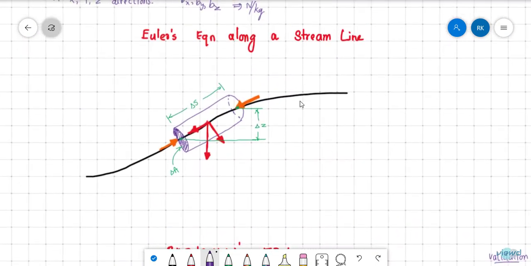Then next comes Euler's equation along a streamline. Those were Euler's equations for any flow. If we need to find Euler's equation along a streamline, then see this diagram. This black line indicates the streamline, and we have considered a small fluid element of cylindrical shape. You can consider any shape; I'm considering a cylindrical one. The cross-sectional area is delta A, the length of the fluid element is delta S, and the distance from this point to this point is delta Z.